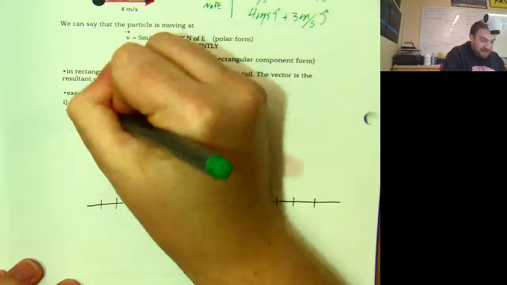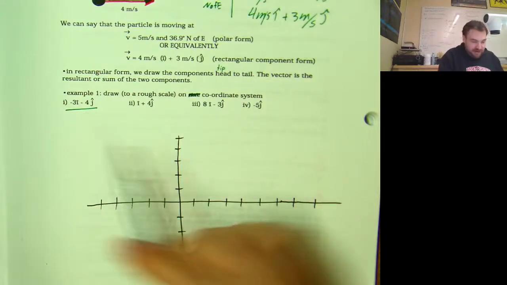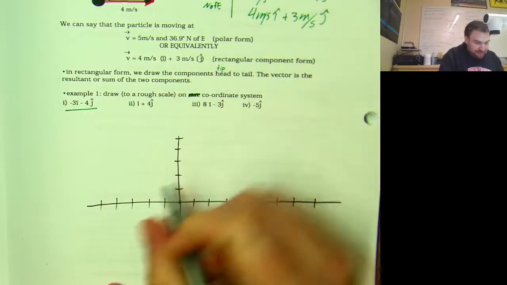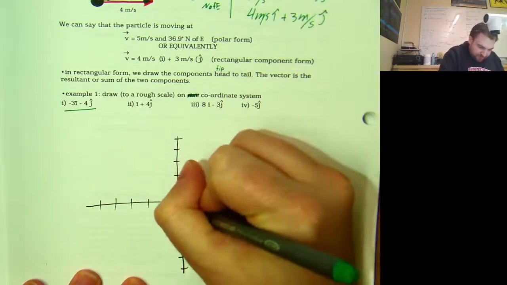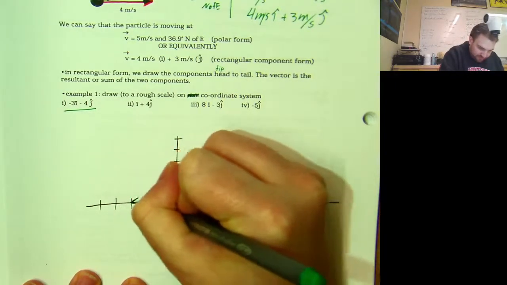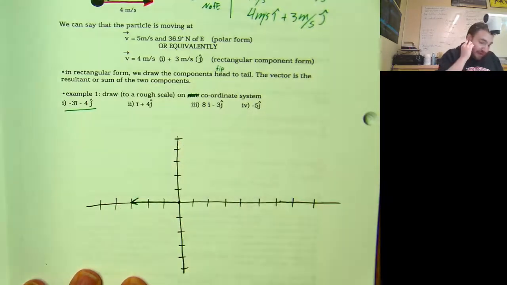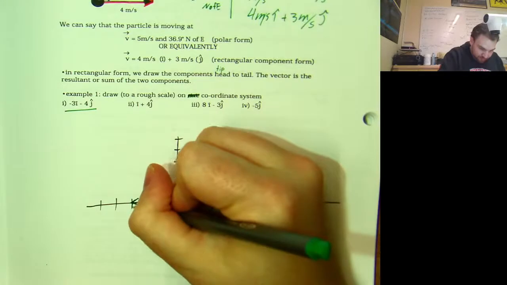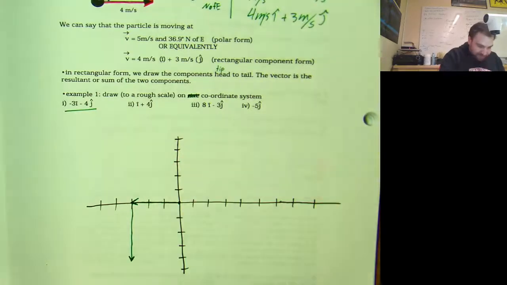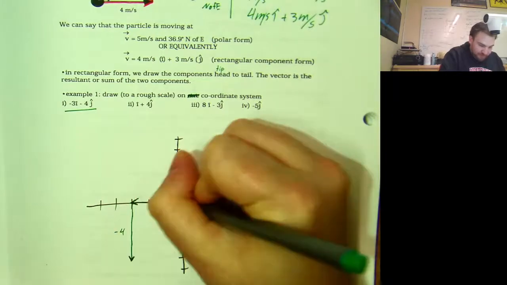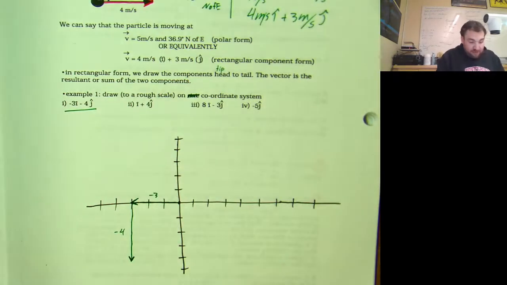Start with this guy here. So if I have negative 3 I hat minus 4 j hat, I start at my origin. Negative 3 I hat, so I'm going left. 1, 2, 3 long. There's my negative 3 I hat. Minus 4 j hat, so I'm going to go down. 1, 2, 3, 4. There's my minus 4. There's my minus 3. So then the resultant vector is this guy here. I'll draw him in red.